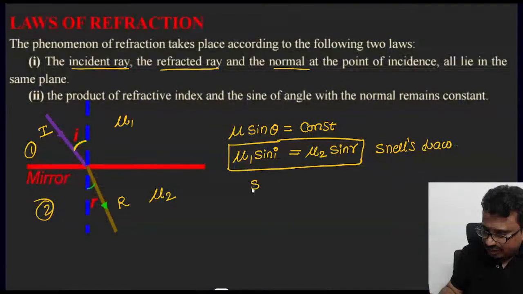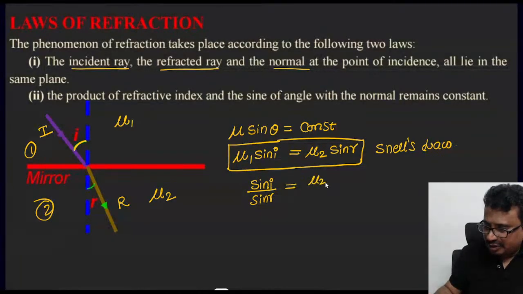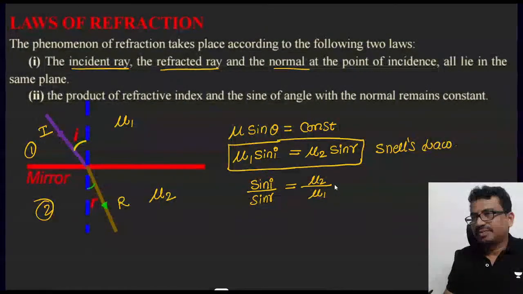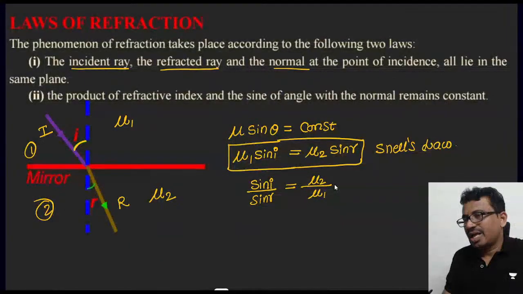And from this, I can say sine I by sine R is equal to mu2 by mu1.